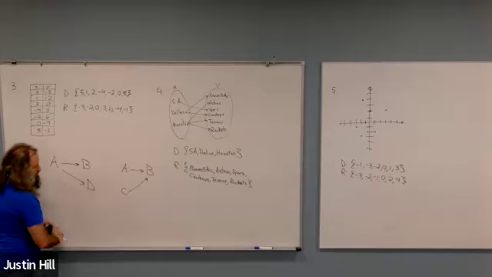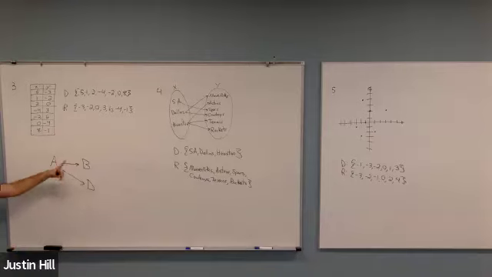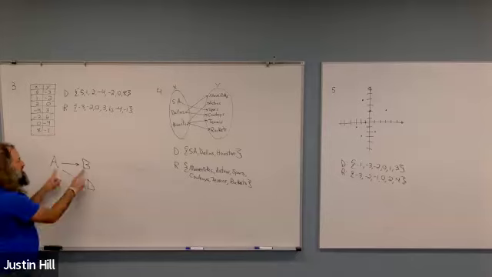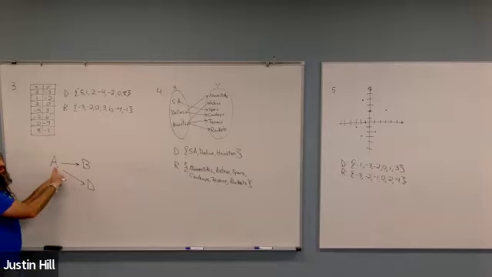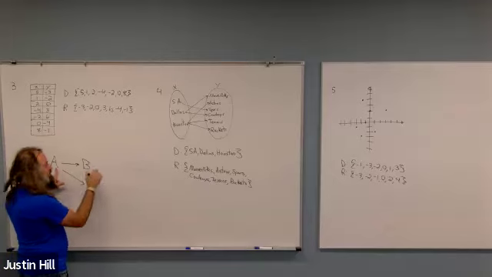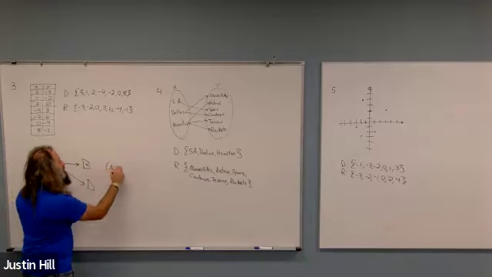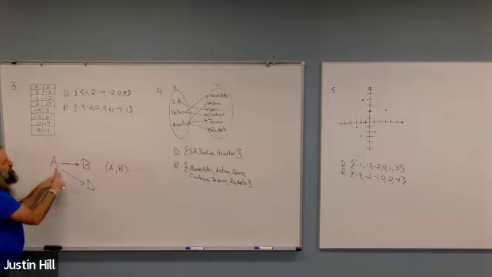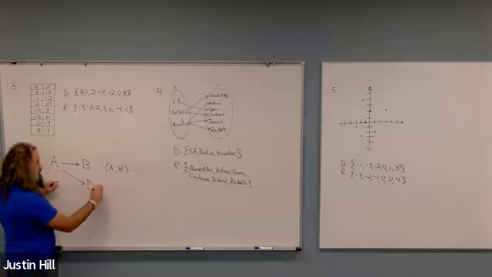So for this situation, if I wrote this arrow diagram as ordered pairs, what would the first ordered pair be? A produces B, so what ordered pair would that be? A comma B. What about A produces D? What would that ordered pair be?